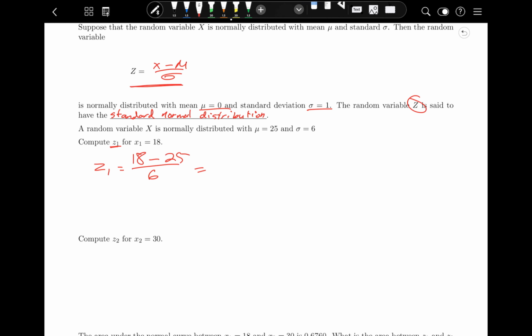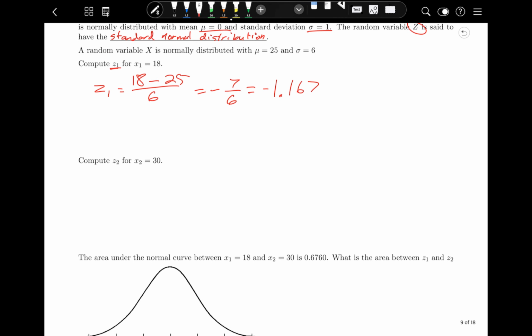In this case, that would be negative 7/6, which is negative 1.167, rounded to 3 decimal places. Similarly for z2, we do the same thing. z2 would equal (30 minus 25) over 6, which is 5/6, which is 0.833, rounded to 3 decimal places.